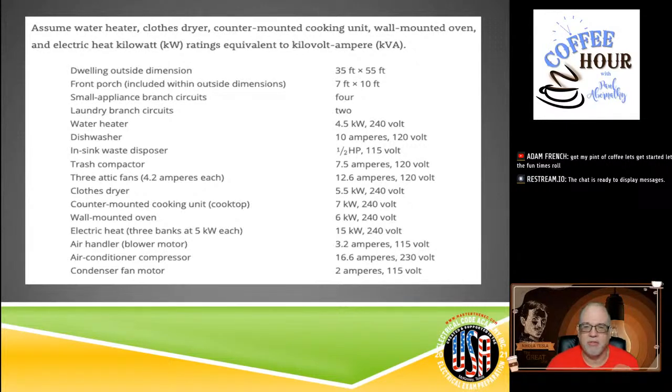Next, laundry branch circuits. Granted, this is only a 35 by 55 foot house, so you're thinking, really? But yes, two laundry branch circuits are being installed in this house for whatever reason. The code requires a minimum of one for these typical dwelling units, keeping in mind that you can always have more than one. And again, we're not talking about the allowances for multifamily dwellings and if there is a laundry facility on site and all that. We are just doing a single family dwelling today.